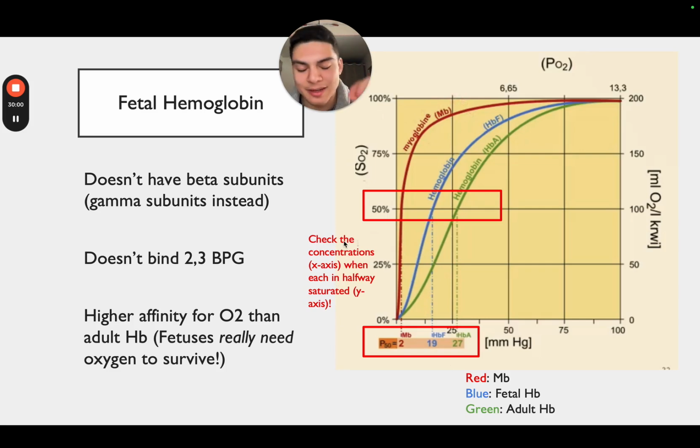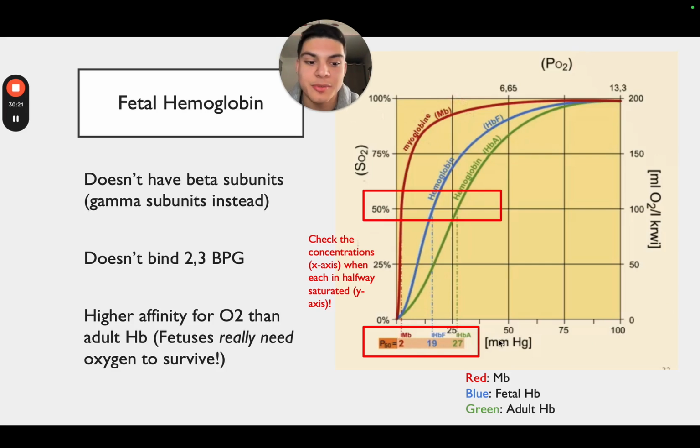Really keep in mind, you'll get something like this where you get the subunits. It's not arbitrary, but check the concentrations on the x-axis when each is halfway saturated on the y-axis. So essentially when you reach that 50%, you're going to draw the line and then draw straight down, and then whatever the unit is for the x-axis, keep that in mind.